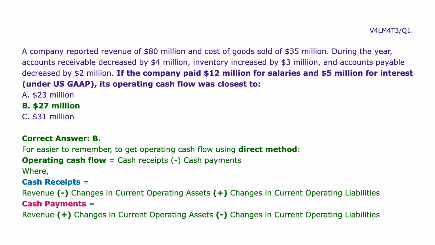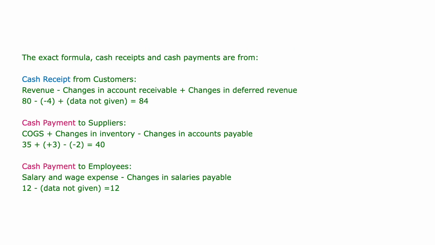Operating cash flow is calculated as cash receipts minus cash payments. Cash receipts and payments are calculated using revenue, changes in current operating assets, and changes in current operating liabilities. Cash receipts and payments are calculated using revenue, changes in accounts receivable and deferred revenue, COGS, changes in inventory and accounts payable, and salary and wage expense.